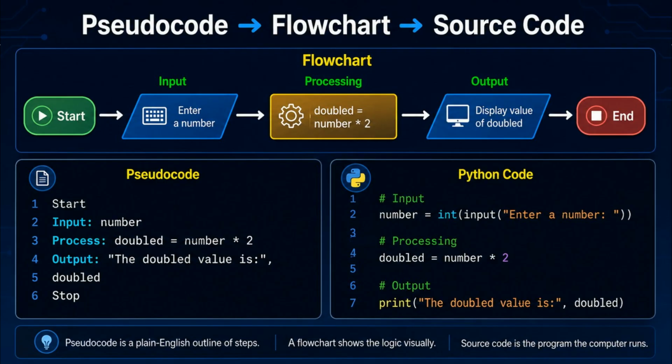Here's the same simple double-a-number program shown 3 ways. As a flowchart, tracing input, processing and output visually with start and end points. As pseudocode, describing those same steps in plain English. And as actual Python code implementing that exact logic. This progression, pseudocode to flowchart to source code, is exactly how a program typically gets planned and built.